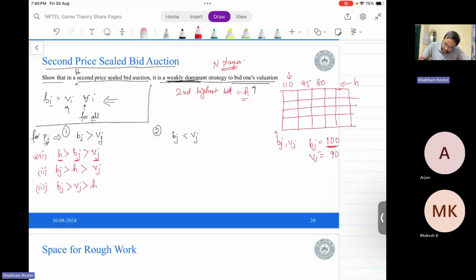When bj is equal to 100 and vj is equal to 90, what is the utility? What is the utility over here? You tell me. What is the player? Does the player win? First tell me that. In this condition, does the player win?